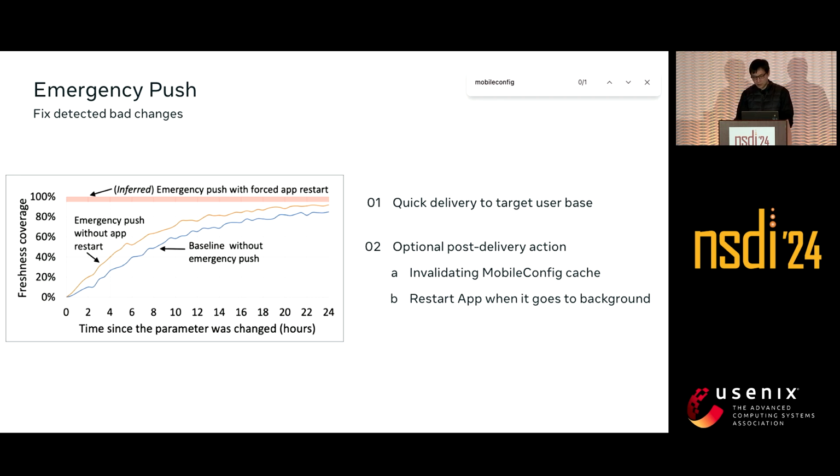The lifecycle chart shows an example. The baseline curve shows normal MobileConfig syncing, where 85% of users can adopt the new value after 24 hours. Then with emergency push, but without a post-delivery action, this improved to 92%. Then if we chose to also restart the app on delivery, this almost eliminated all the bad configs nearly instantly.